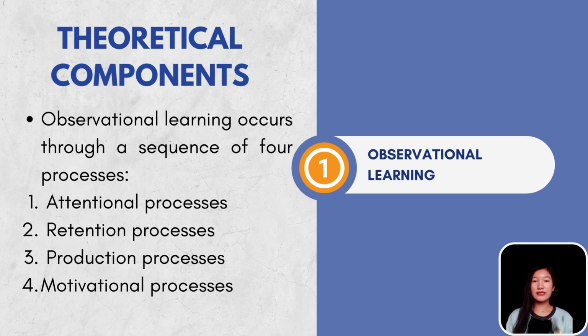The second one is retention processes. The second requirement of observational learning is being able to learn or remember the behavior that was witnessed. If a human or animal does not remember the behavior, there is less than a probable chance that they will imitate it.